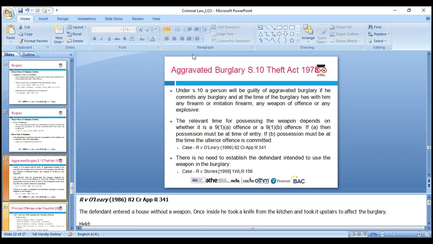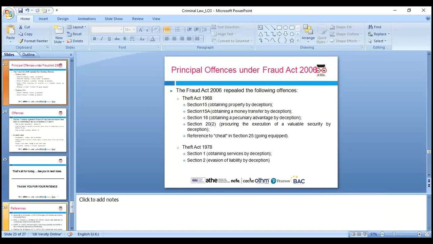Under Section 10, a person will be guilty of aggravated burglary if they commit any burglary while carrying a weapon. For example, a fire alarm is running and people are coming out, or a natural disaster is happening. That is also burglary, an act which was further changed in 1978. Any question there?